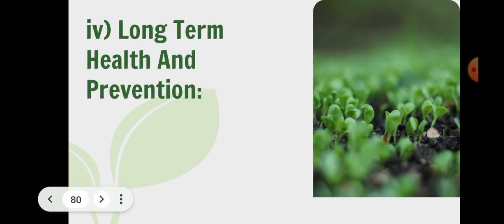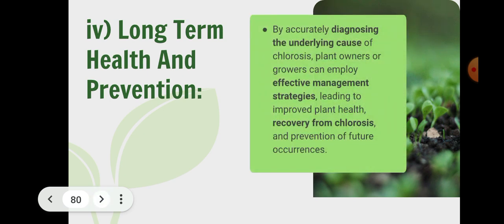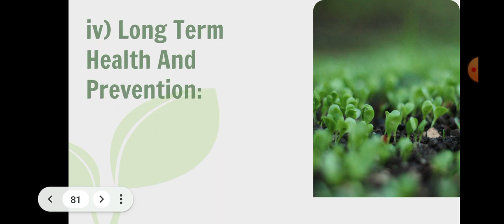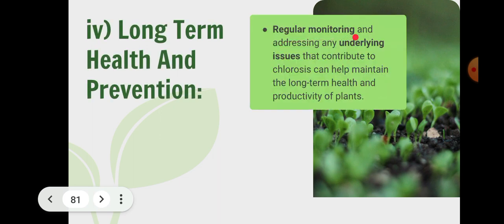The next one is long-term health and prevention. By accurately diagnosing the underlying cause of chlorosis, plant owners or growers can employ effective management strategies which can lead to improved plant health and recovery from chlorosis and prevent any future occurrences. Regular monitoring and addressing of any underlying issues that can contribute to chlorosis can also help maintain the long-term health and productivity of plants.